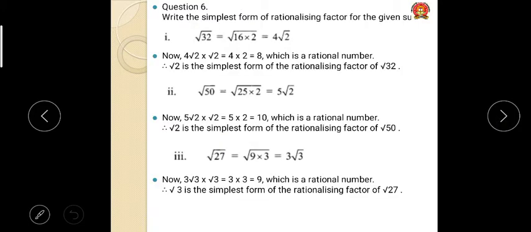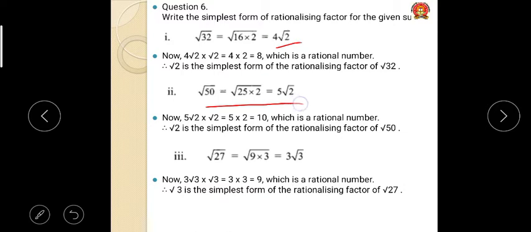Now write the simplest form of the rationalizing factor for the given surd. We have to find the simplest form of the rationalizing factor. Now root 32: you can't say root 32 itself is the rationalizing factor. No. Simply, firstly write the given surd in the simplest form and then find the rationalizing factor. After writing 32 as 16 multiplied by 2, root 16 becomes 4 and root 2 remains. Therefore only root 2 is the simplest form of the rationalizing factor.